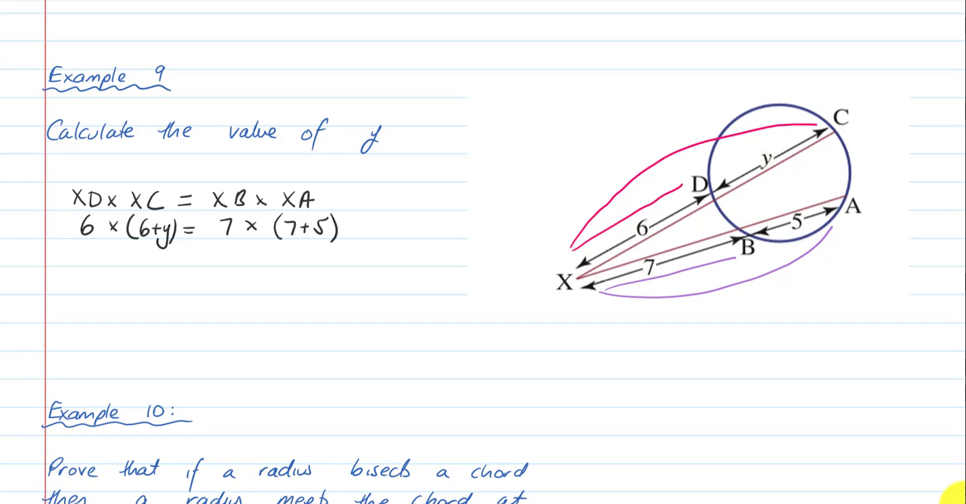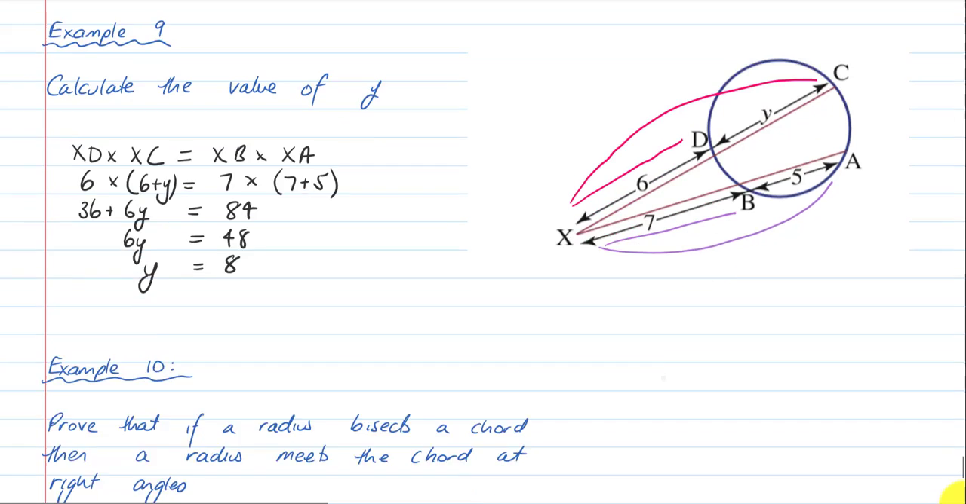Easy question to mark up here because we've got a point on the outside, we have to do some addition to get our XC. So y and 5 are not our side lengths that we're talking about here. This gives me 36 plus 6y is equal to 7 times 12, which is 84, which means 6y is equal to 48, and that means that y is equal to 8, which is a perfectly reasonable solution. So there's our first example, and here's our last example.